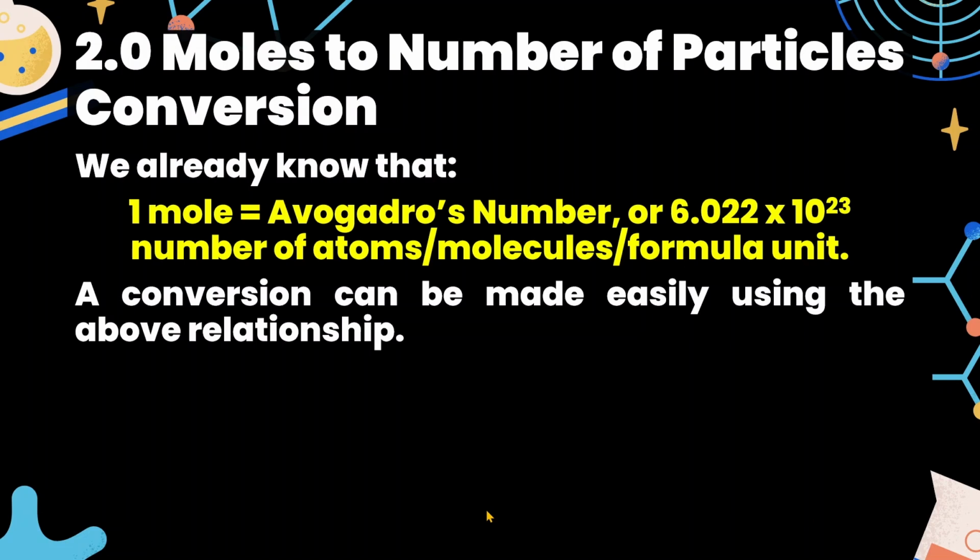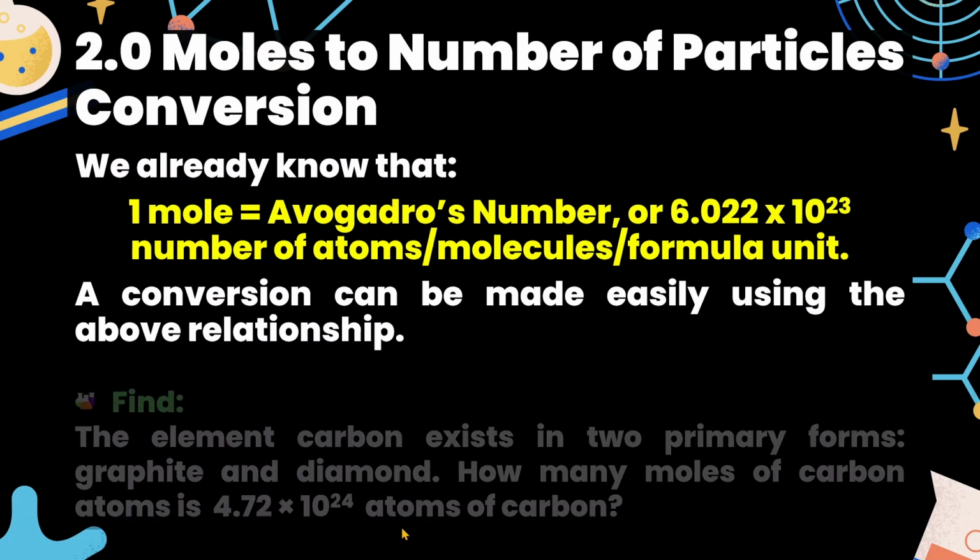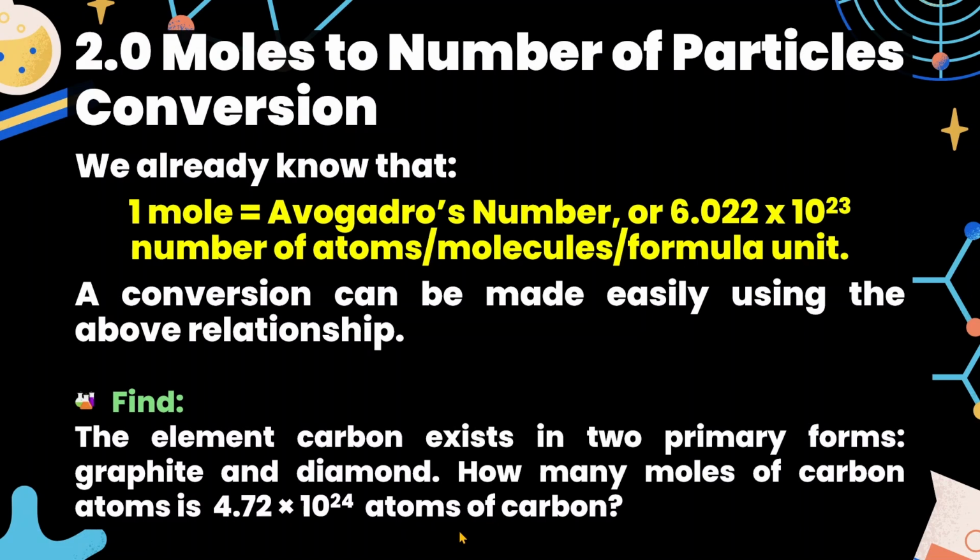The next part of stoichiometry is conversion of moles to number of particles. In our prelims, we already know that 1 mole of every substance is equivalent to Avogadro's number, or 6.022 times 10 raised to 23, number of atoms, number of molecules, or number of formula units. A conversion can be made easily using this relationship. Example, the element carbon exists in two primary forms, graphite and diamond. How many moles of carbon atoms is 4.72 times 10 raised to 24 atoms of carbon?